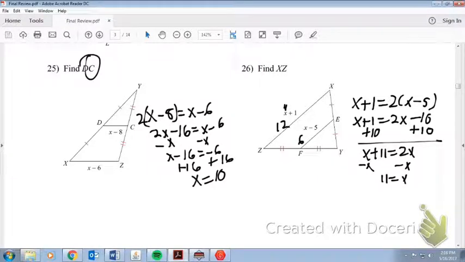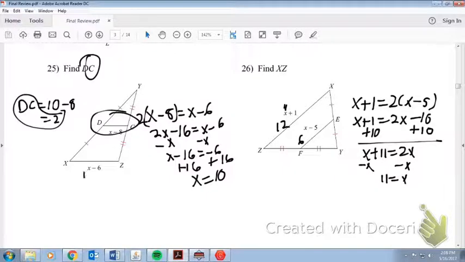We're being asked to find DC. See, I even circle it there. We're going to go back, plug it in right there. DC equals x minus 8, or 10 minus 8, or 2. So if we double that, we should get 4 for xz. 10 minus 6, that's 4. Cool. So let's move on to number 27.